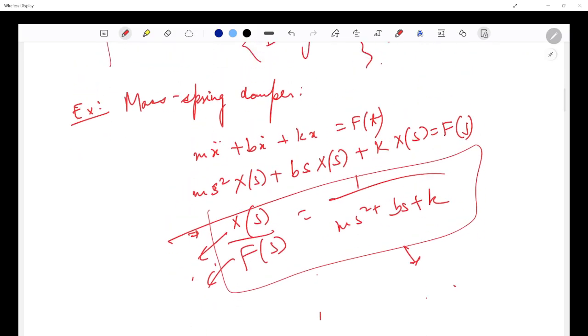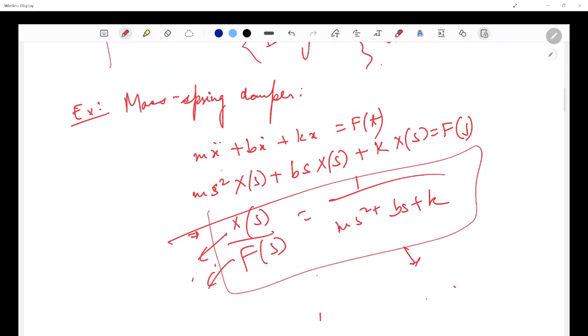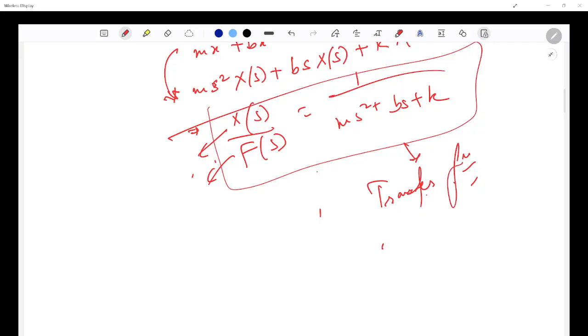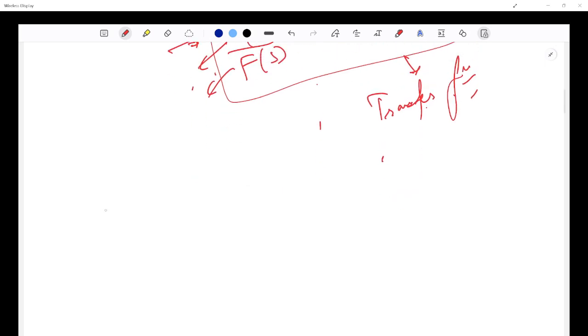And make sure when you are converting this differential equation into Laplace, you cannot take any initial conditions into account. All right. So this is the transfer function. You have to ignore the initial conditions only when you're writing the transfer function, not when you're solving these equations.